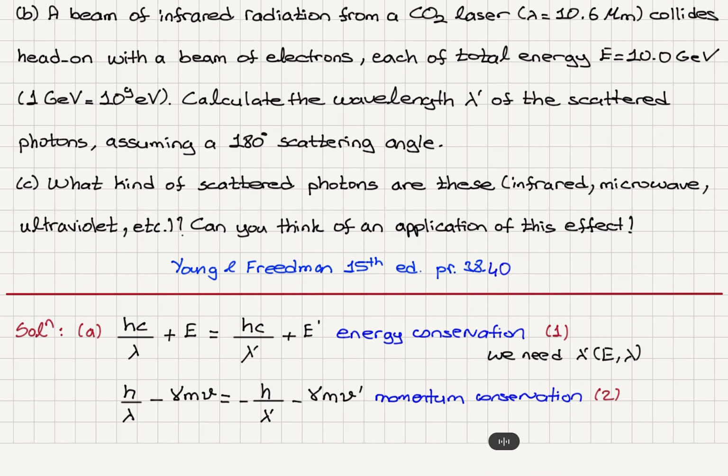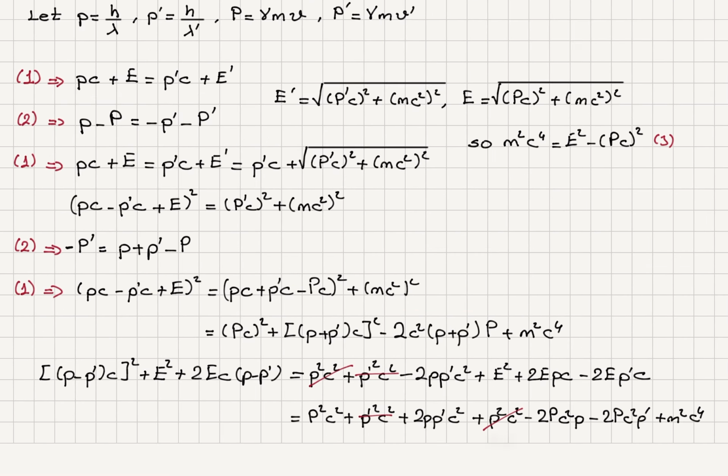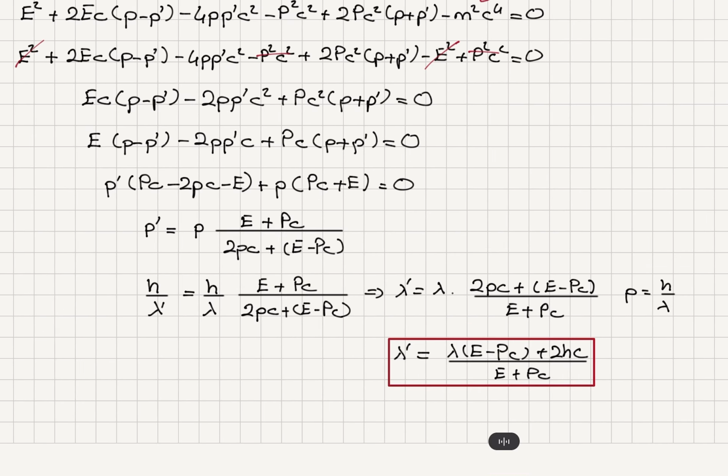Now, in part A, the second part, we want to show that if capital E is much greater than mc squared, where m is the rest mass of the electron, this result reduces to the following expression. So let's look at this limit now.